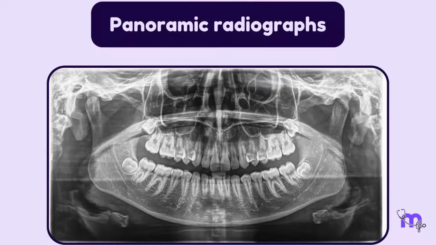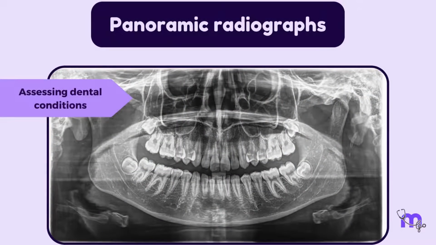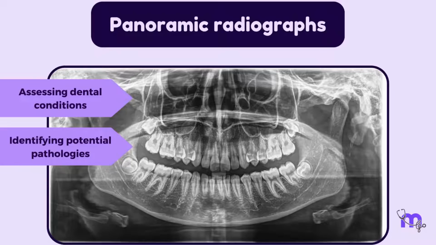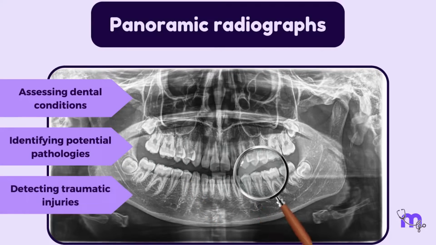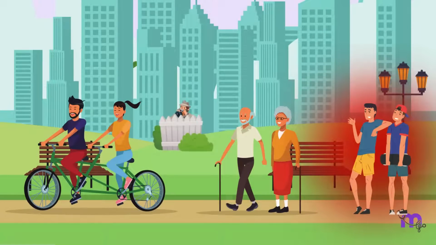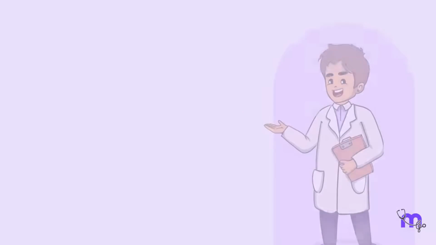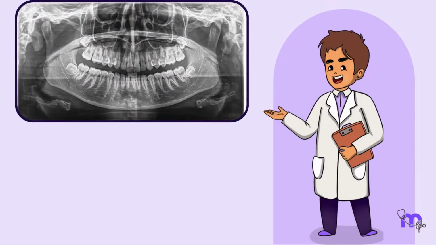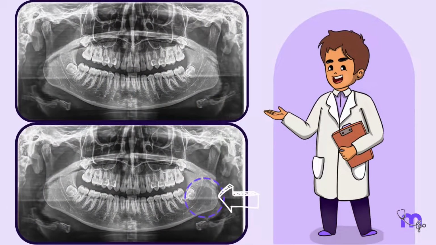Panoramic radiographs serve as a valuable screening tool for assessing dental conditions, identifying potential pathologies, and detecting traumatic injuries like fractures. Just like how a detective needs to know a good neighborhood before spotting a suspicious character, dentists must know what normal looks like to identify the abnormal. Therefore, this video journeys through the normal anatomic landmarks seen in the OPG.